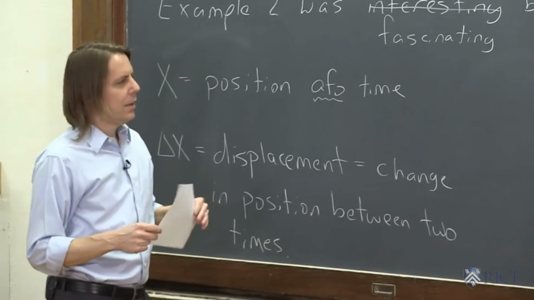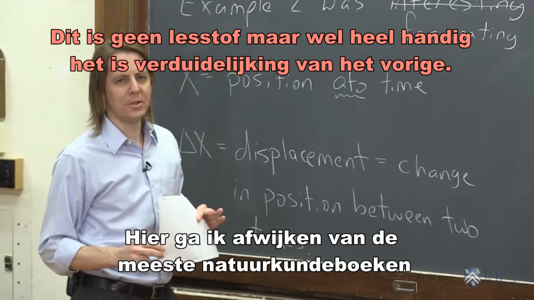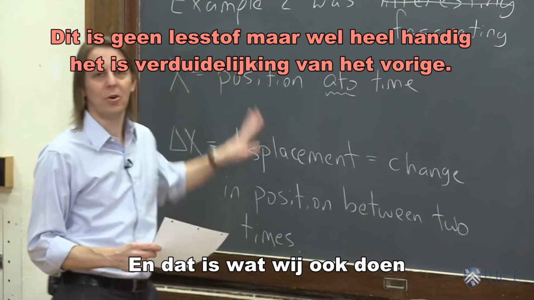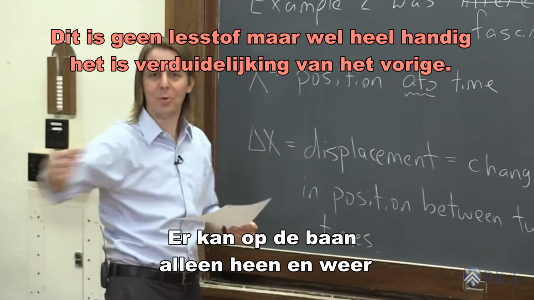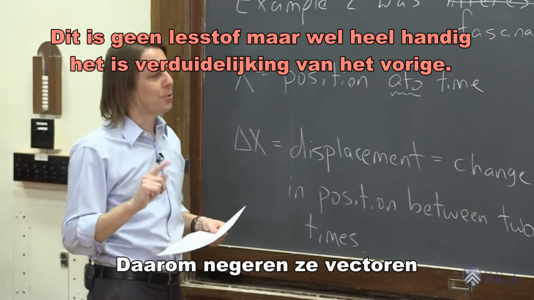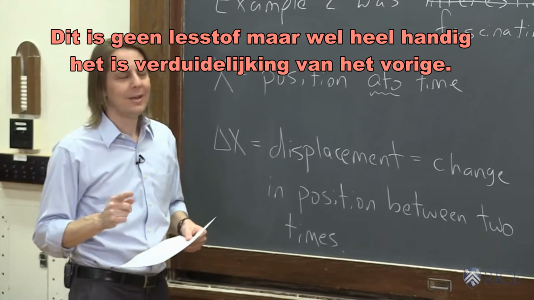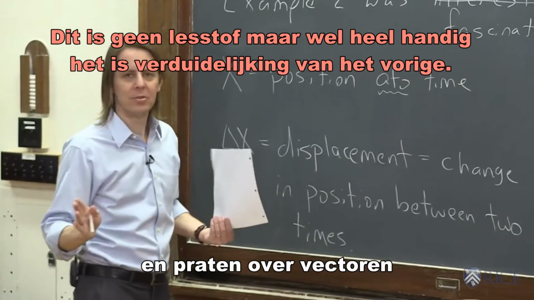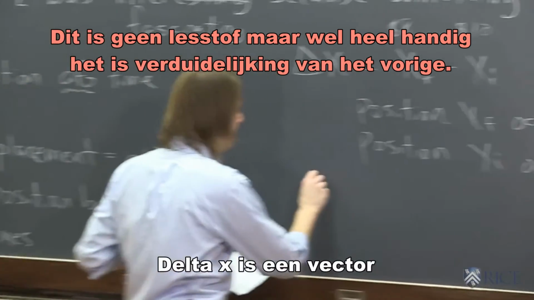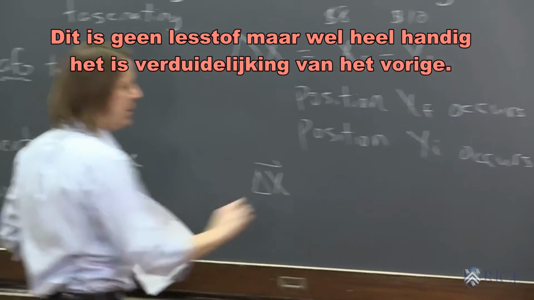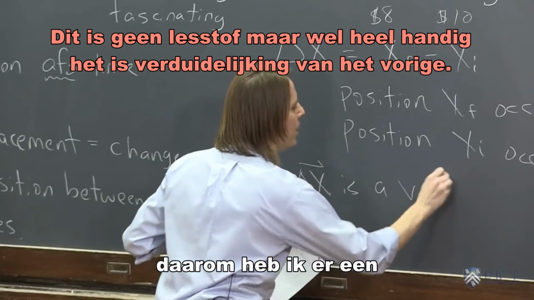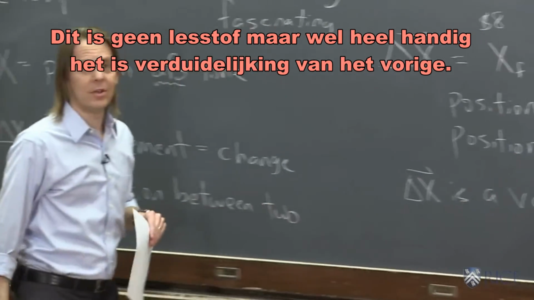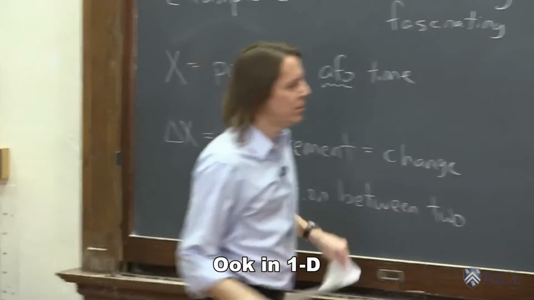Okay? Now, here's the tricky part. Here's where I'm going to deviate from most physics books. Most physics books start out with 1D kinematics, and that's all we're doing, one-dimensional kinematics. Only one way to go on the track. And therefore, they ignore vectors until they get to 2D kinematics. But I like to just bring in vectors right at the beginning. Well, let's just get it over with and talk about vectors. This is just life, right? Delta x is a vector. And that's why I put a vector symbol on top of it. Delta x is a vector. We have to deal with it, even in one dimension.